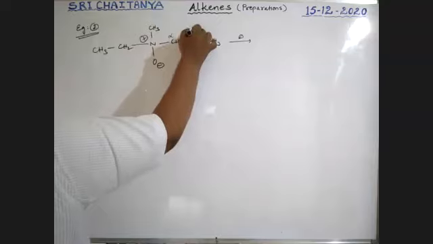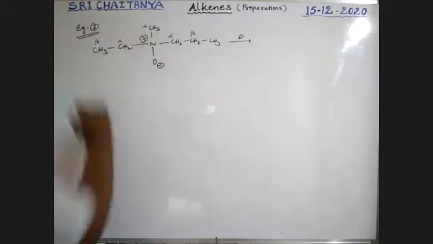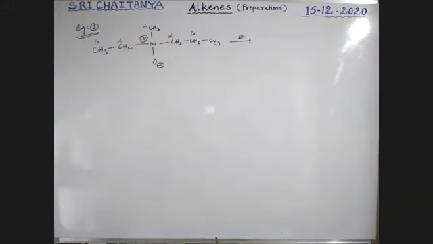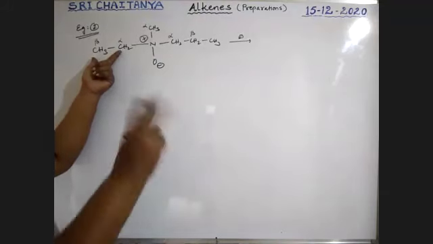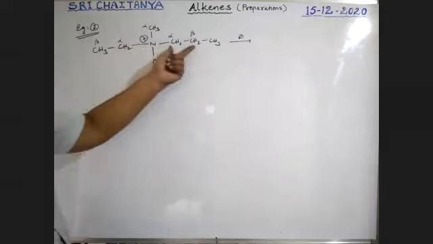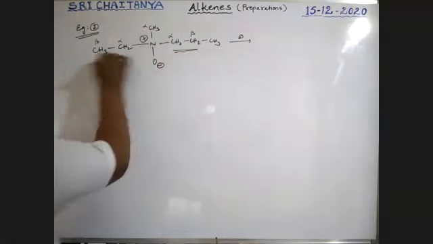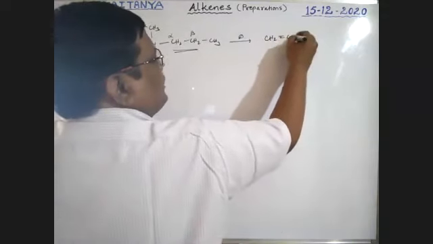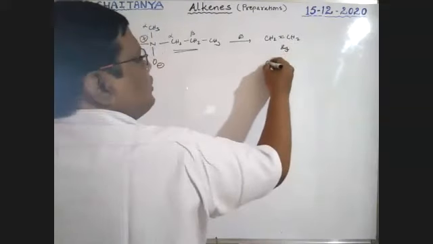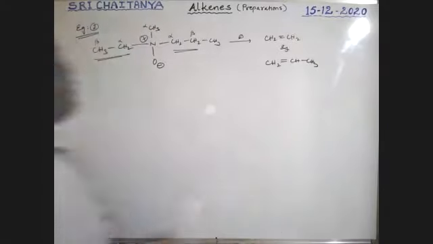It is alpha, it is beta. Alpha, beta. Tell me your answer, which is major, which is minor. Between alpha and beta, a double bond is formed. Already I explained in your previous case. Therefore, here a double bond and here a double bond. Now the possible products are CH2=CH2 and CH2=CH-CH3.